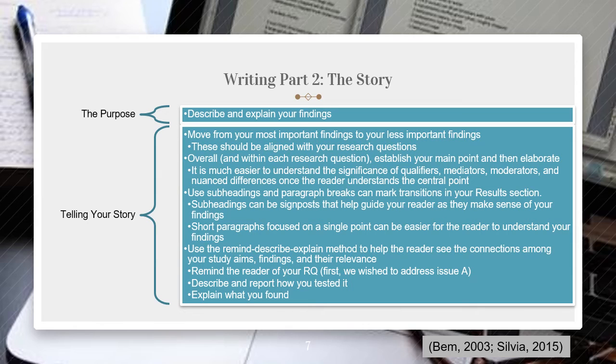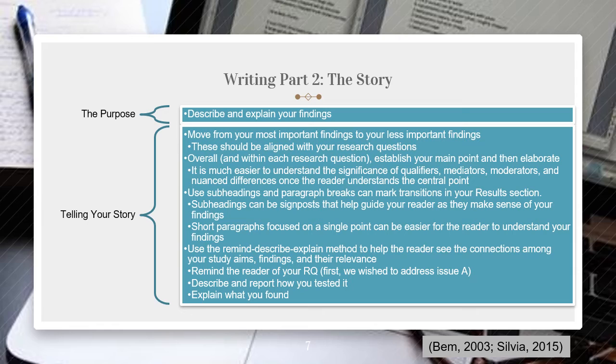Using subheadings and paragraph breaks can also help the reader process and read your results section so that it makes more sense to them. So using subheadings such as the research questions themselves can help organize the results section so your story comes through. Short paragraphs that are each focused on a single point are easier for the reader to understand than a long paragraph with tons of important details in. So try and keep the paragraphs short and focused.